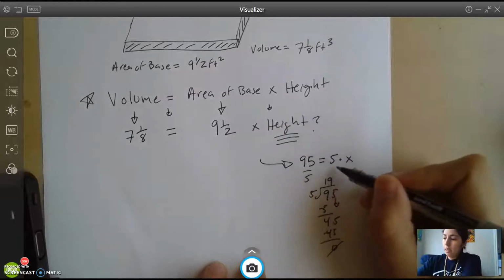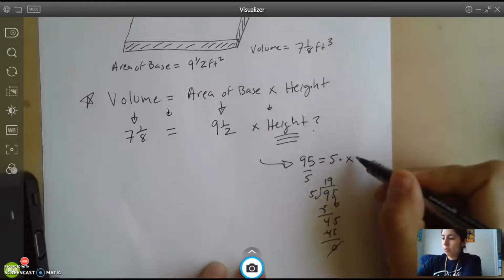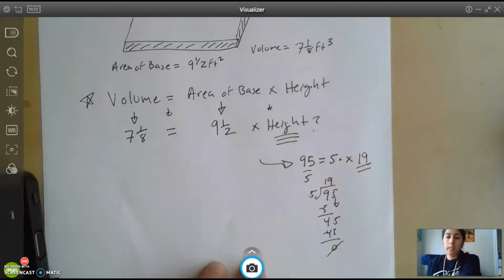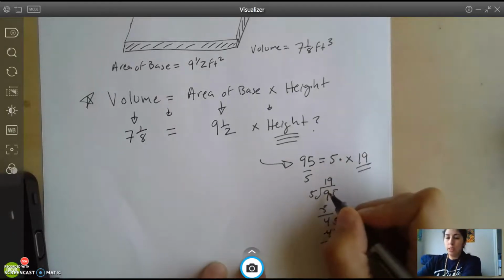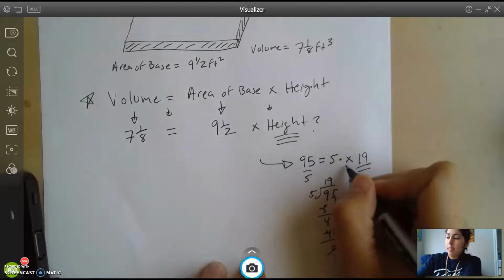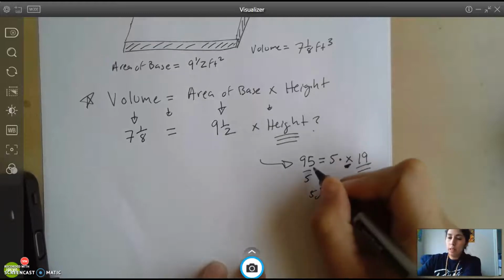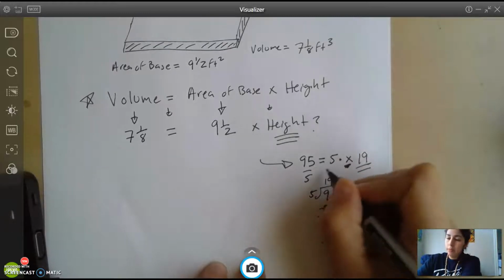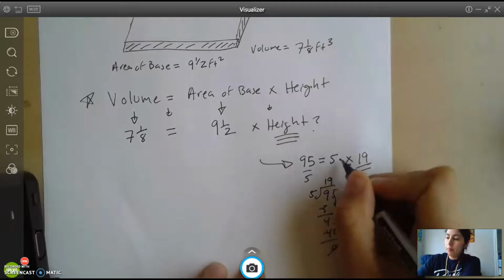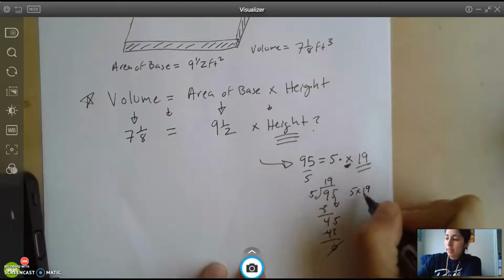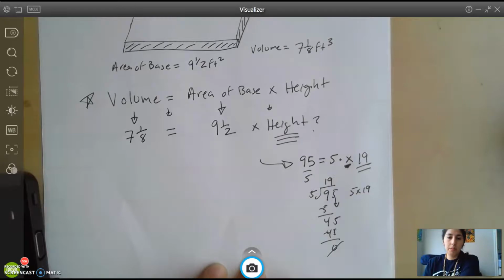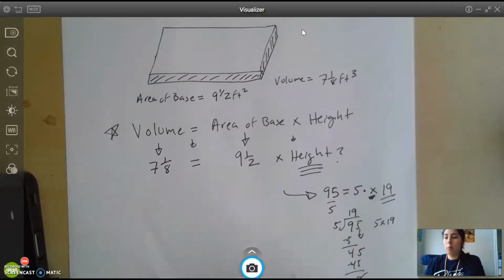So 5 times 19 equals 95, and I figured that out using division. Again, if I didn't know 5 times what equals 95, I divided 95 by 5 to get my answer. 5 times 19 equals 95. Okay, let's go back to our real problem.